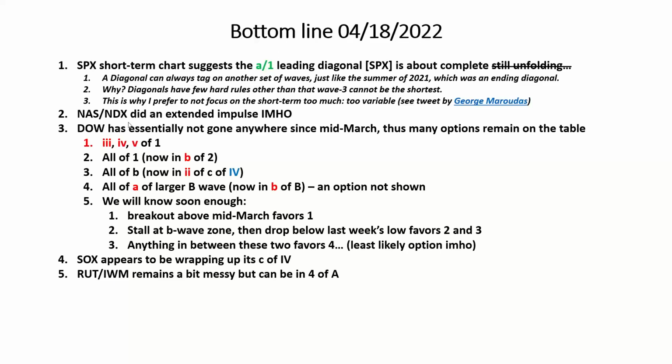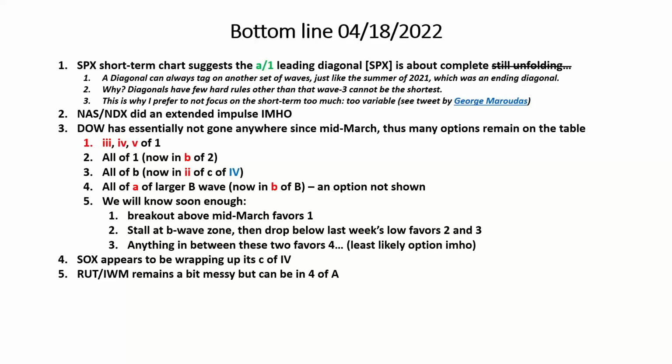The NASDAQ and NASDAQ100 did, in my opinion, extended impulses lower. You can always still tag a few more waves lower, but it starts to look quite close to completion as well. The Dow Jones has essentially not gone anywhere since mid-March. That means we have a lot of options on the table. That's the unfortunate side effect of Elliott Wave. When things go sideways, a plethora of options are on the table. We simply will know by breaking out or breaking down which of these options will become the preferred one.